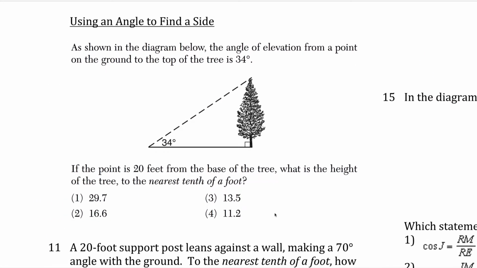Okay, so the basics of trig, I think most of the students know, and some of these questions are going to be very simple. So you have angle 34. They tell you that this is 20. Tan 34 equals x over 20. Put it on the calculator, cross multiply, solve. What do you get? 13.5. Okay, very nice. Alright, let's look at the next one.